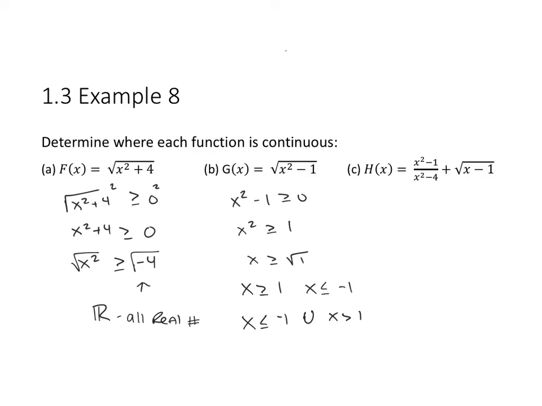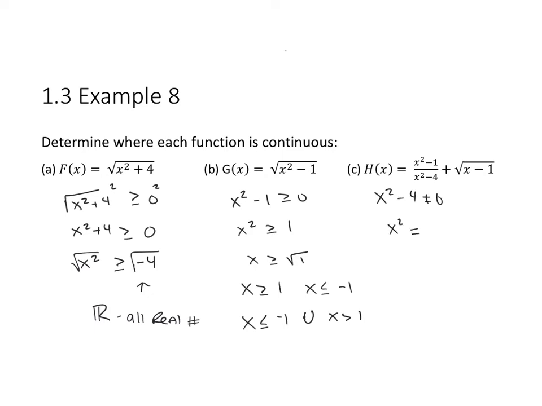In part C, we have a couple different things going on. I have this fraction of x squared minus 1 over x squared minus 4, and I have a square root. I'm going to have to look at the continuity of both of them and the domain of both of them. So let's see. For the domain of the fraction, I'm going to set x squared minus 4 equal to 0 because I know my denominators can't equal 0.